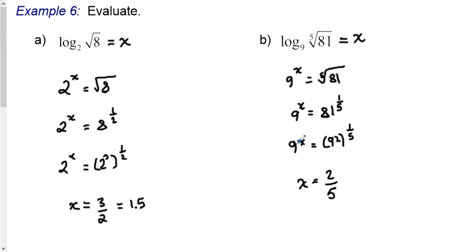Because the only way that this can be equal to this is if x is equal to the exponent we have here, which is the 2/5. And again, in this case, because that does divide nicely, we could say x is 0.4, but we usually prefer to keep them in fractional form.